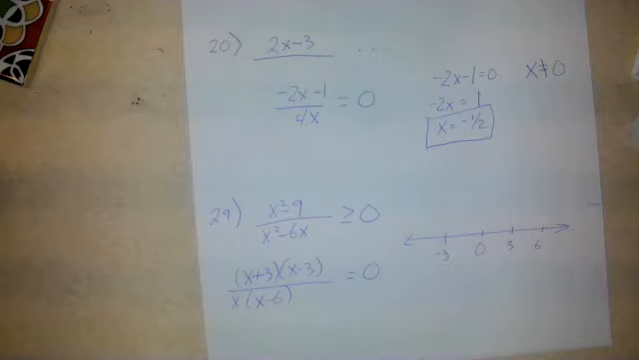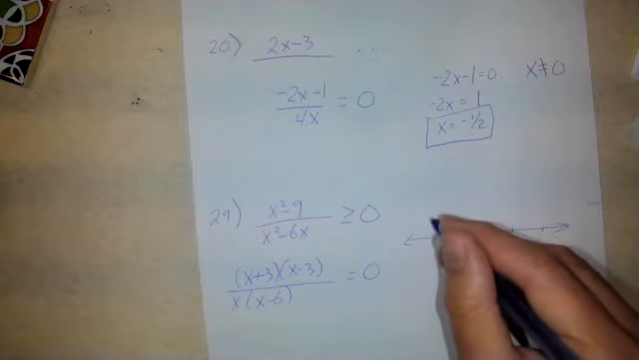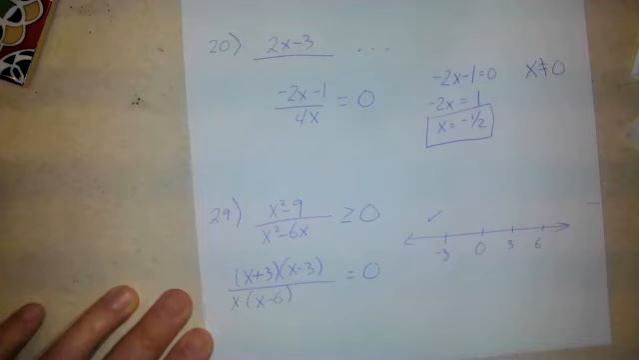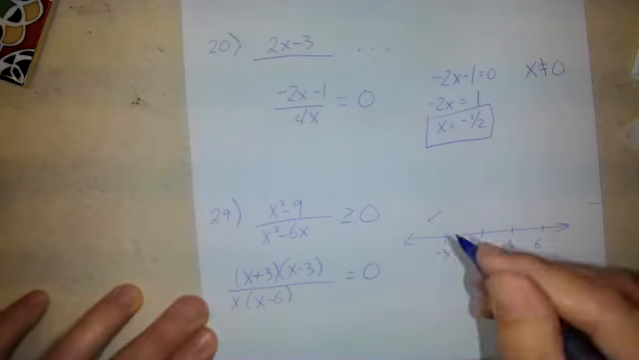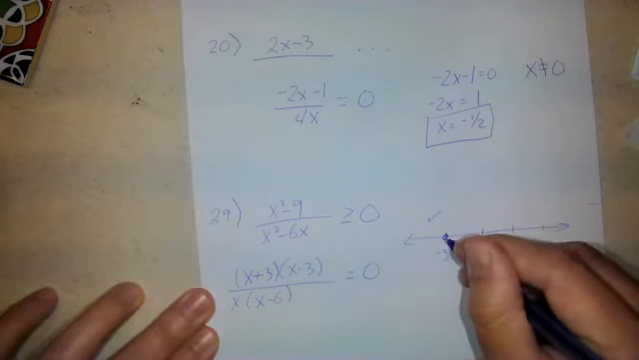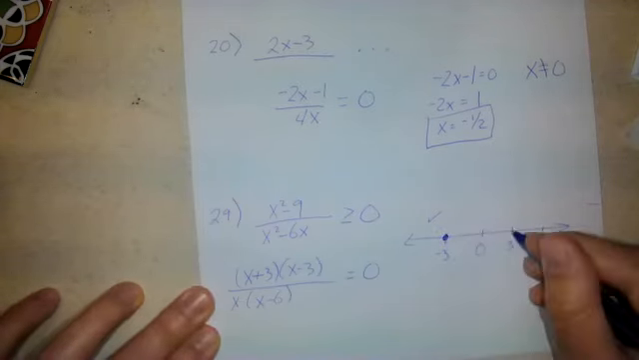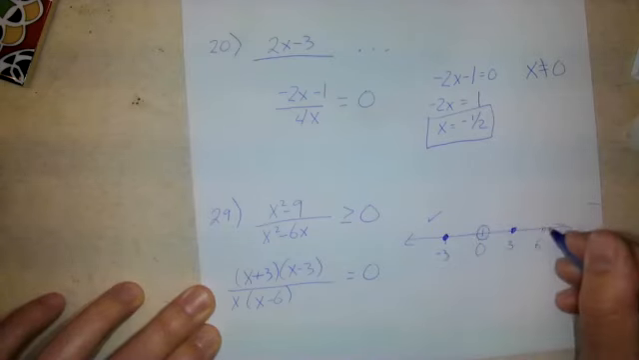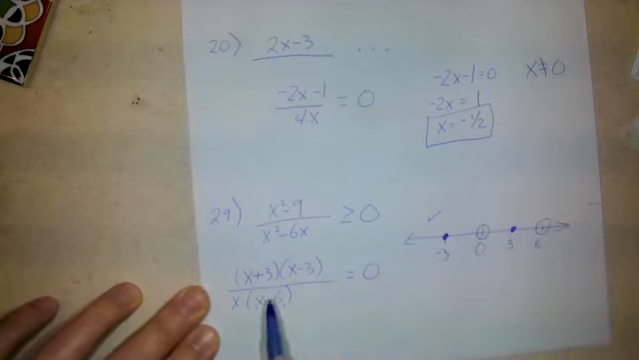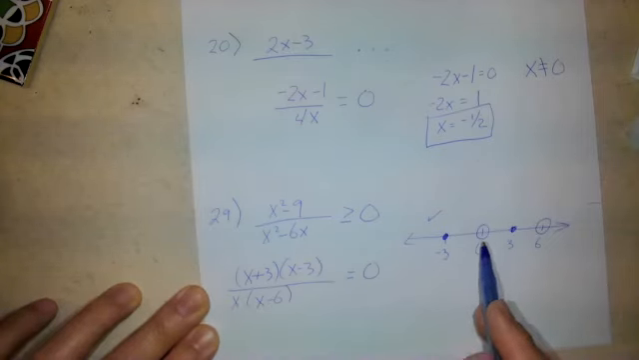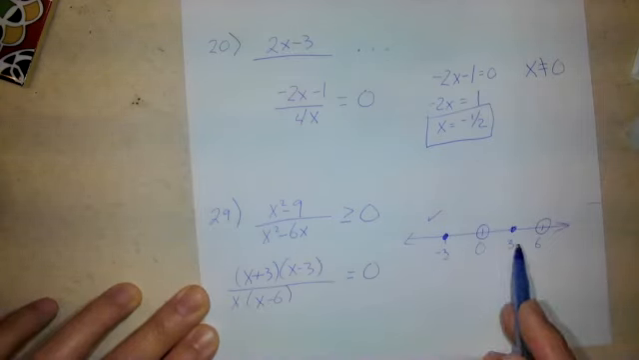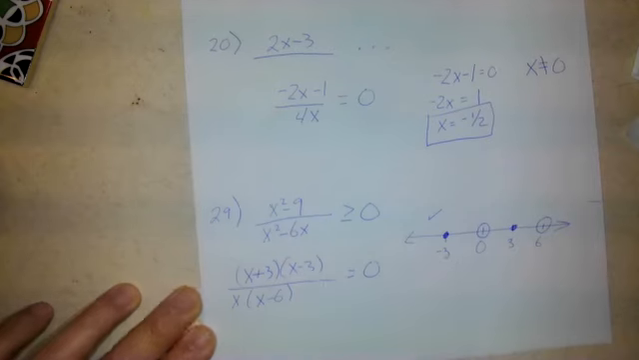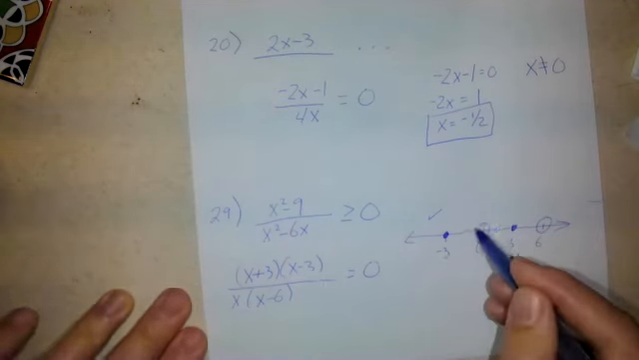4 negatives make a positive, and a positive is greater than or equal to 0. I'm going to fill in these dots here, literally filling in that one and making this one an unfilled one and unfilled one. If x equals 0 or 6, then the function is undefined. If x equals negative 3 or 3, then the numerator is 0, so the whole function is 0.